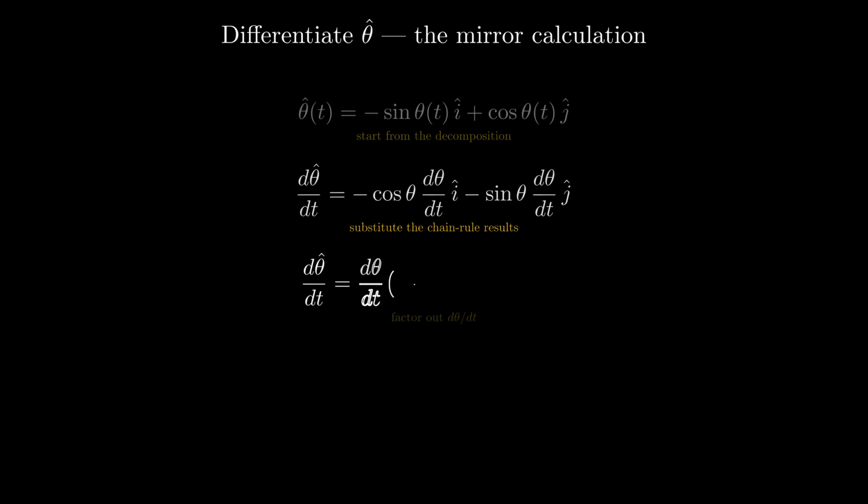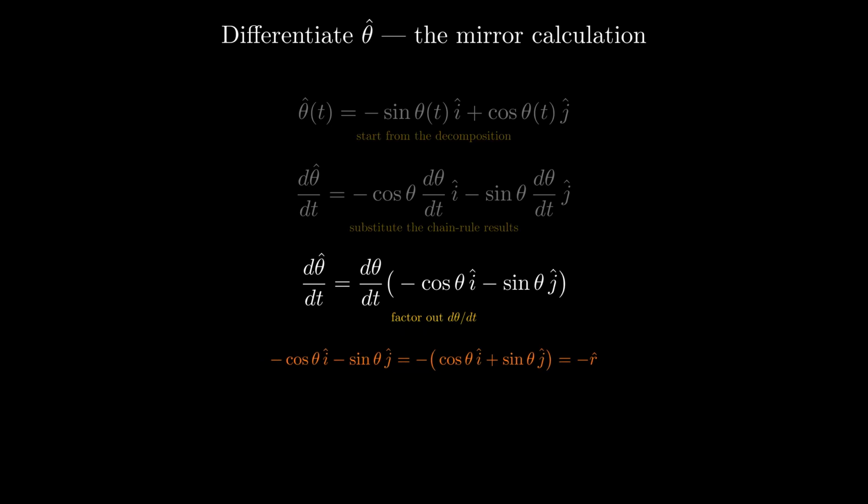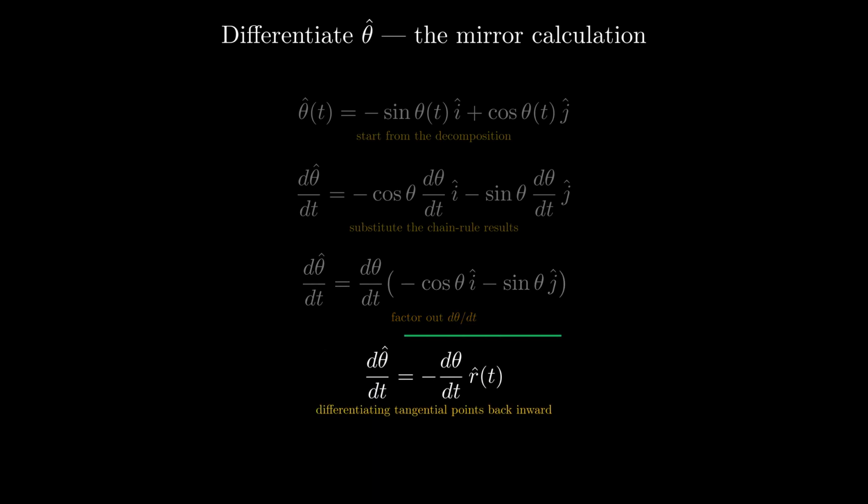Inside the parentheses, we have minus cosine theta i hat minus sine theta j hat. That is the negative of cosine theta i hat plus sine theta j hat, which is the negative of r hat. So the time derivative of theta hat equals minus d theta dt times r hat. Differentiating the tangential direction points you back inward along the negative radial direction. The two unit vectors feed into each other as the object turns.